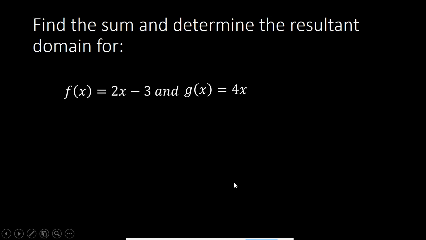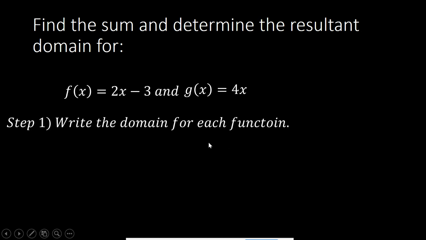All right, so we're going to find the sum and then determine the resultant domain. Well, we have f and g, and what I want to do is develop a system of how to think about this, because ultimately, in the end, we're going to think about its resultant domain. So we're going to start by writing the domain for each function and just identify these are both linear. So that has a domain of all real numbers, and that has a domain of all real numbers.